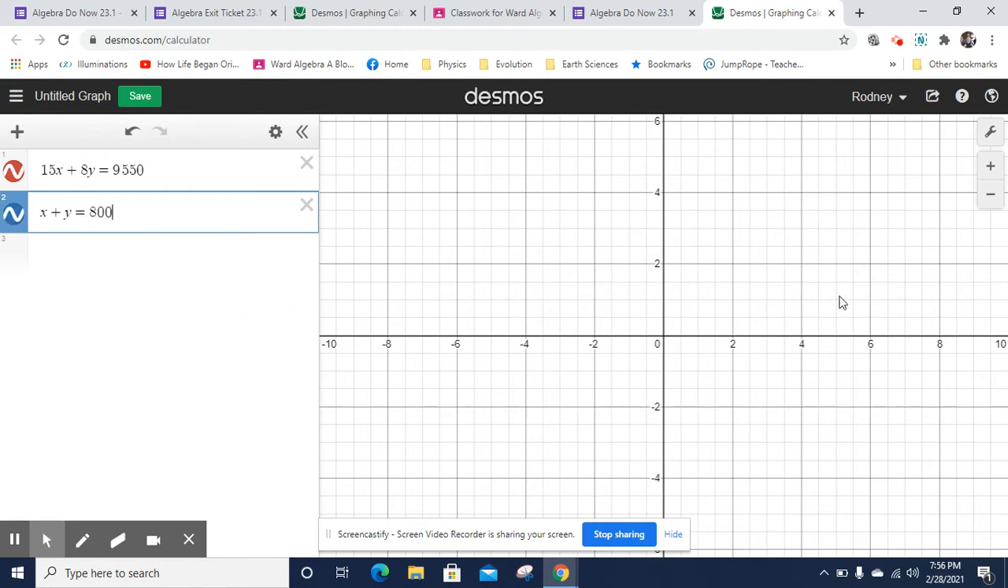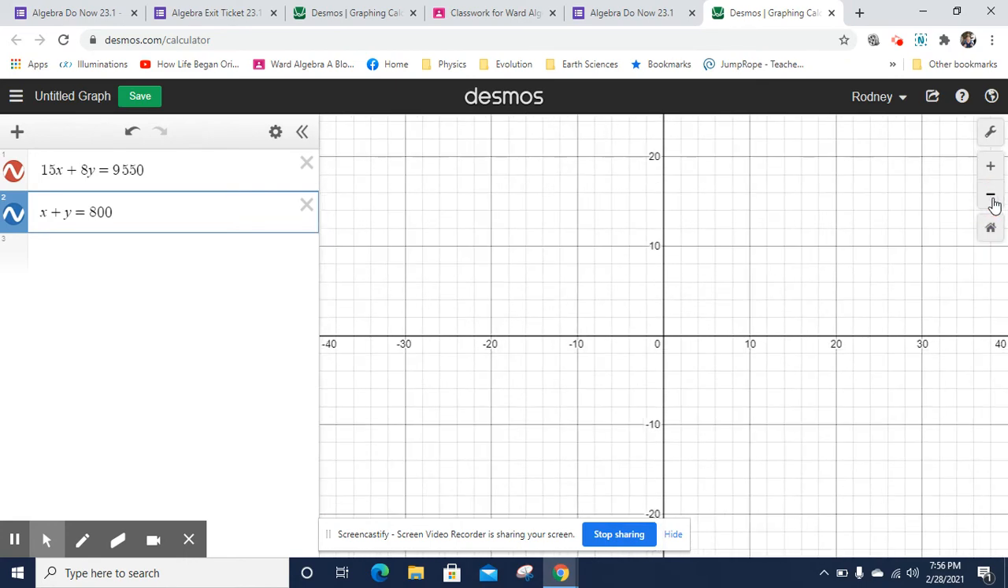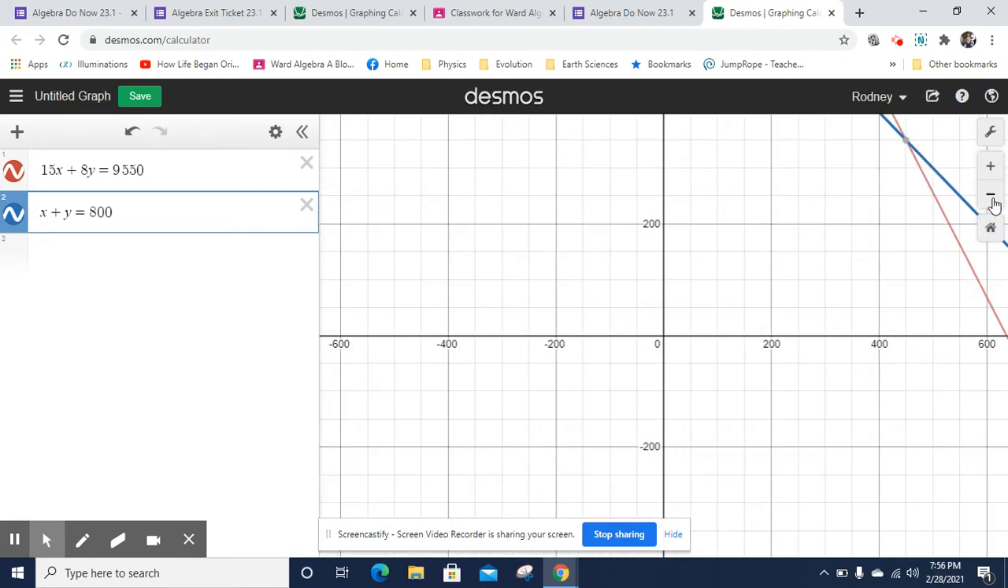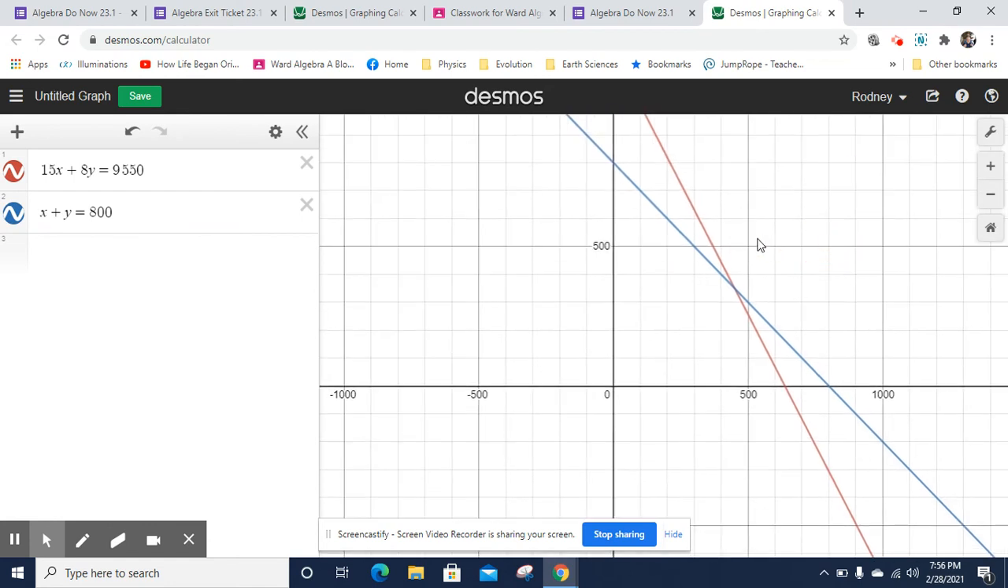You'll notice that we can't see anything on here, so we need to zoom out. We go to the minus button and zoom out until we see something happen. And there they are. If I click on the red line, it highlights this equation. If I click on the blue line, it highlights that equation. That helps you know which one you're dealing with. There's a little point here, and if I click on it, it reveals it nicely: 450, 350.